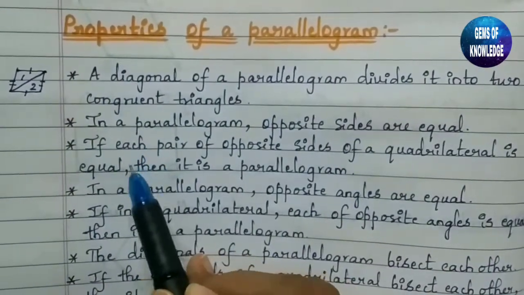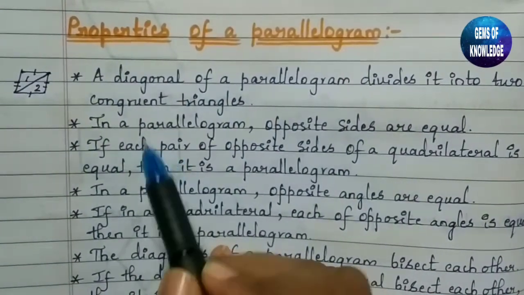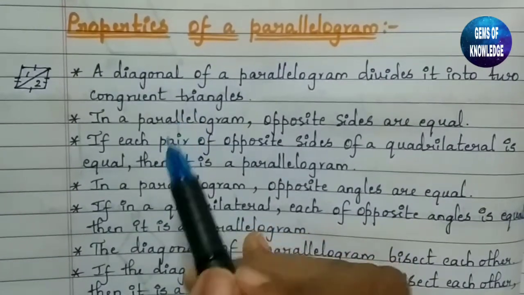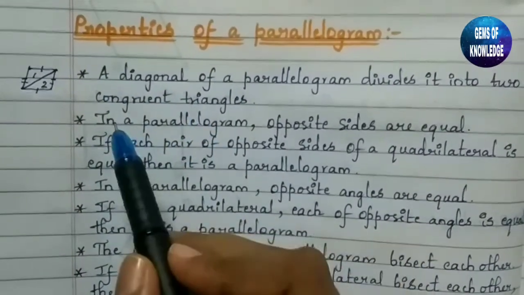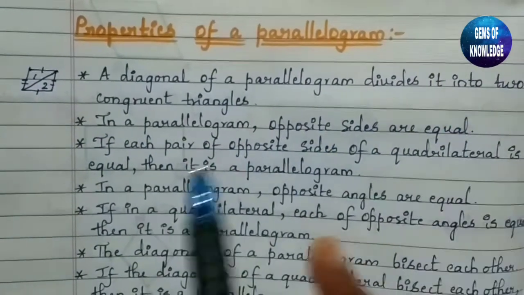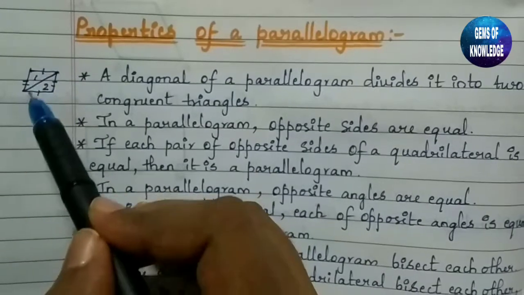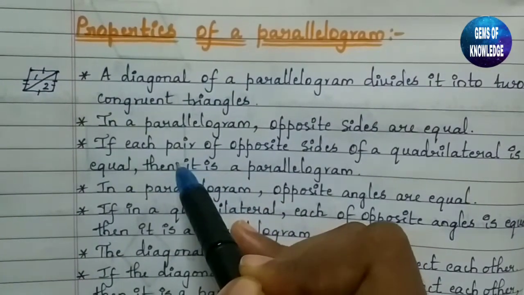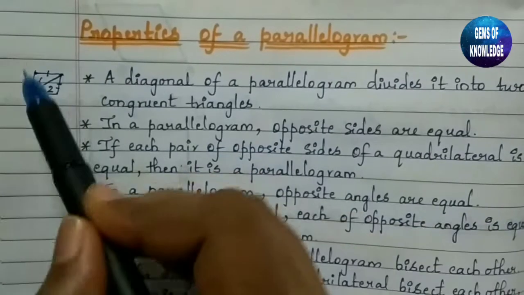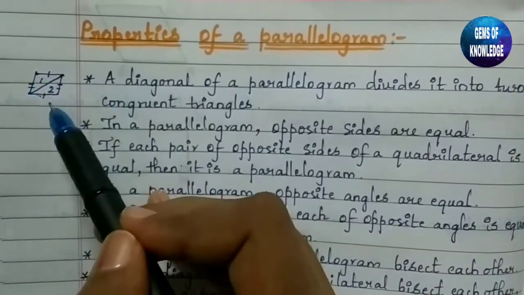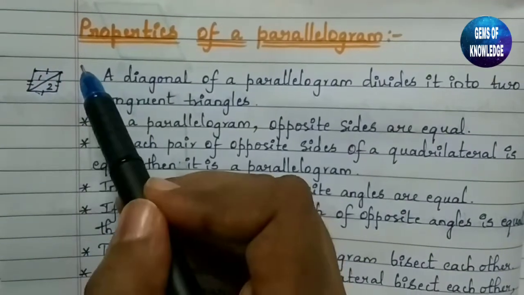So the third property is nothing but the converse of this second property. Converse is nothing but the exact reverse of the property. So what is the second property? In a parallelogram, opposite sides are equal. So just now we have seen the opposite sides to be equal. In the third property it has been mentioned that if the opposite sides of a quadrilateral are equal, then we can say that it is a parallelogram.